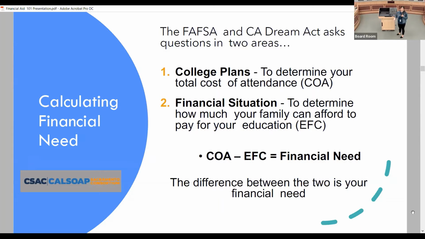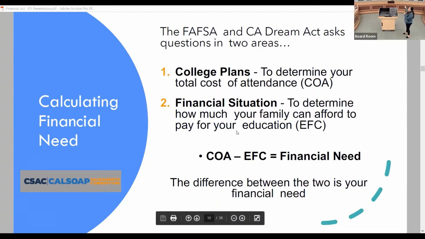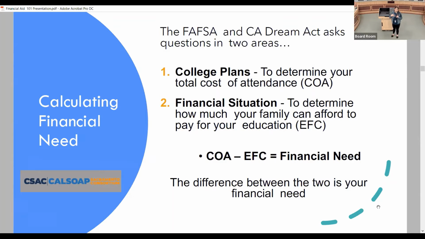So they're going to take your cost of attendance, how much it costs for you to go to college. They're going to subtract your estimated family contribution, how much they think your parents can afford, and that's going to determine your financial need. So it's important to remember everybody's financial need is completely different because all of our situations are different. All of our financial situations are different, and the types of schools that we're going to are different as well.